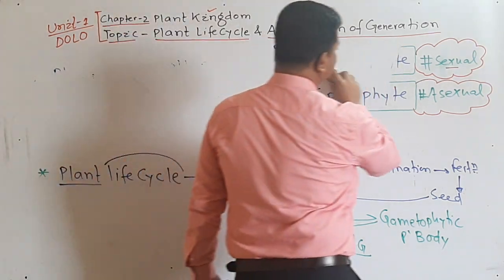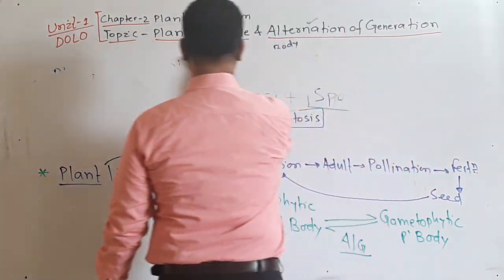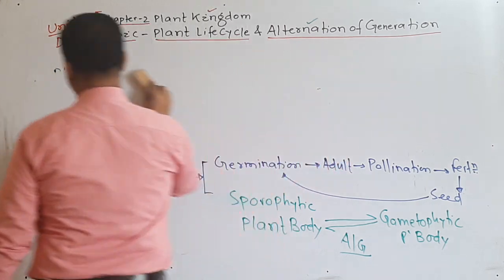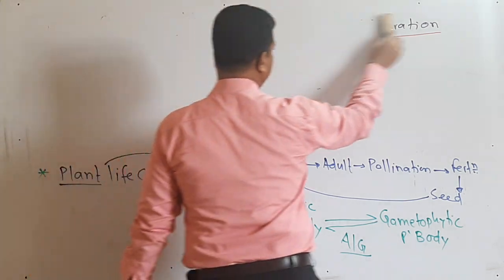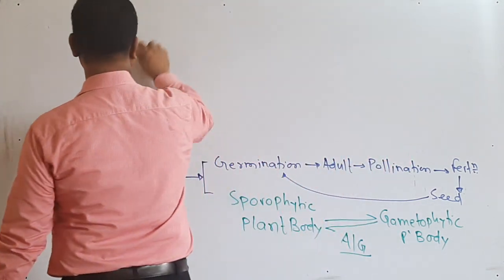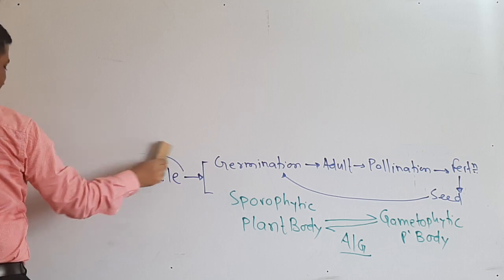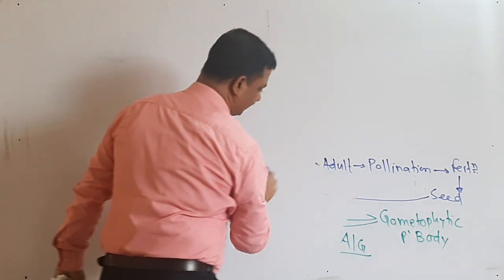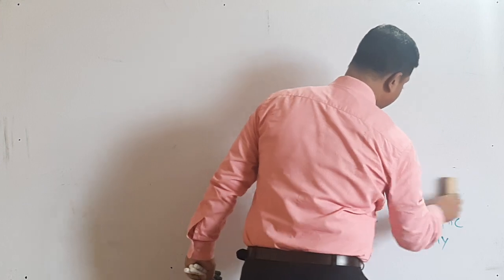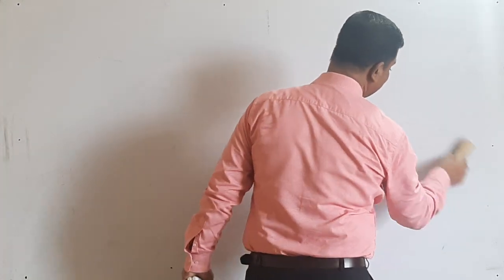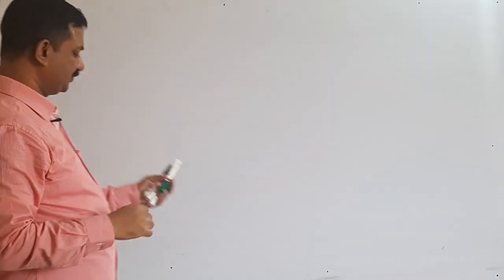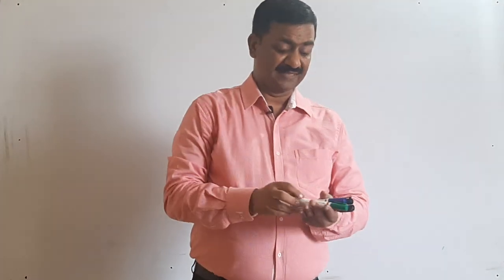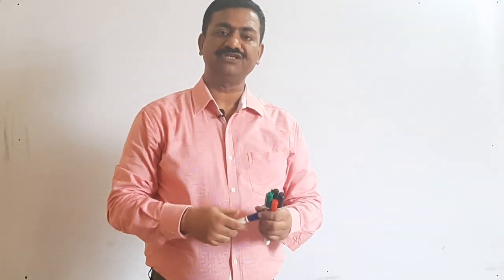So during this topic study, several questions may arise. First, a very common question is being asked: can you tell me the main plant body of pteridophyta, bryophyta, algae, gymnosperm, angiosperm? These are very common questions. You will answer this question through this topic discussion. Now, I am talking about alternation of generation.